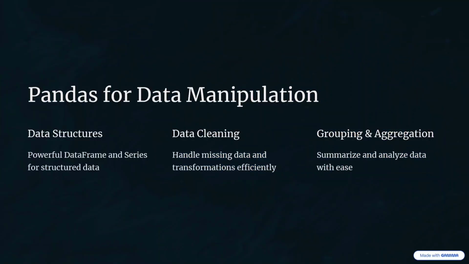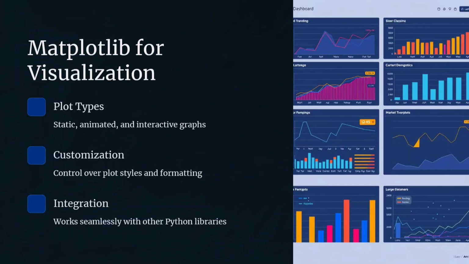Next, we have Pandas. Pandas is a library for data manipulation and analysis. Key features of the Pandas library are DataFrames and Series for structured data, data merging, data joining, data cleaning and data pre-processing, grouping and aggregation. Summarize and analyze data with ease. Pandas is ideal for data wrangling, data cleaning and data analysis.